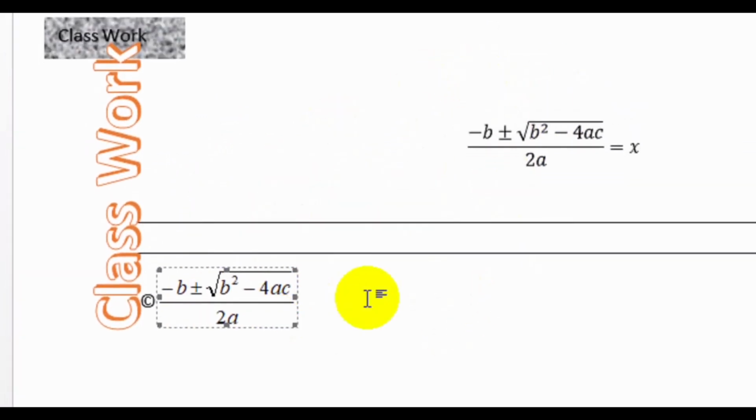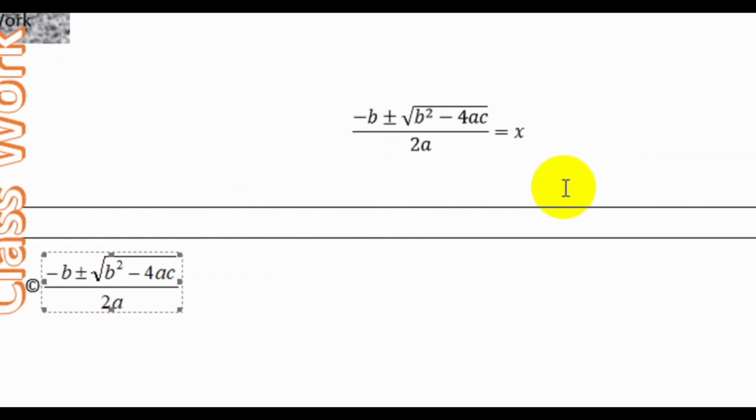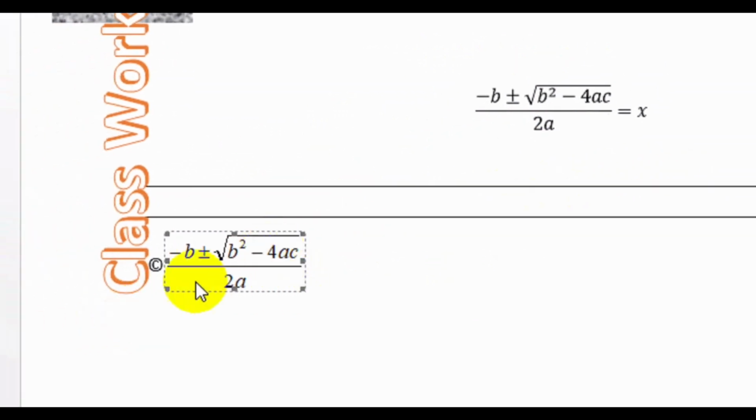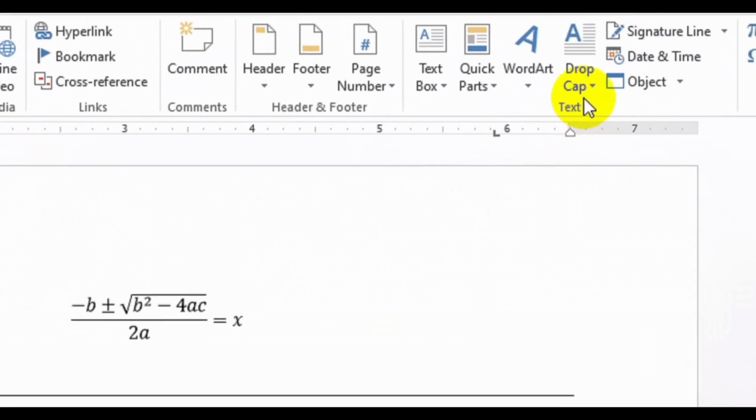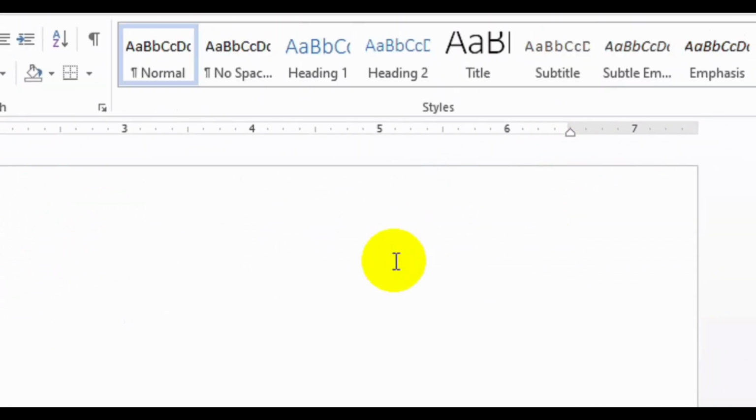So now if you compare the two equations together, you see there is a difference. Okay, so this one looks like professional mathematics, while this one is just like normal typing. So whichever one you want to use depends on you.